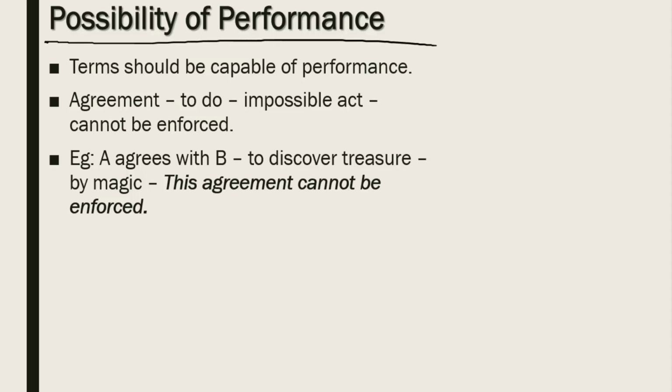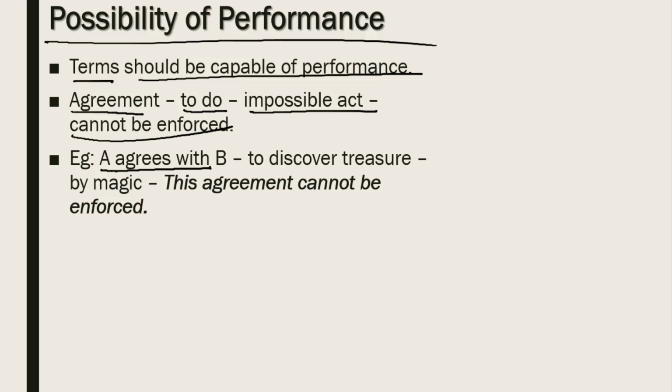Next, possibility of performance. Whatever terms you have in an agreement should be capable of performance. If you are going to have an agreement to do an impossible act, then that agreement cannot be enforced at all. Let's say, for example, Mr. A agrees with B to discover treasure by magic. This agreement cannot be enforced because you have an impossible act.